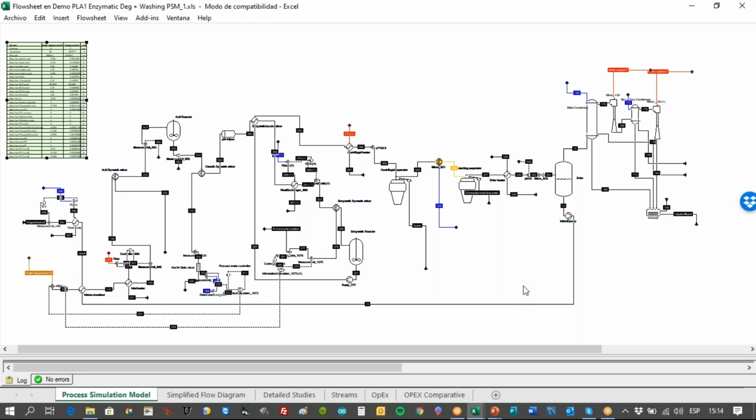And probably now, every time a given stream or a given equipment changes from black to yellow, it means that the equations involved in that stream or in that equipment are running.